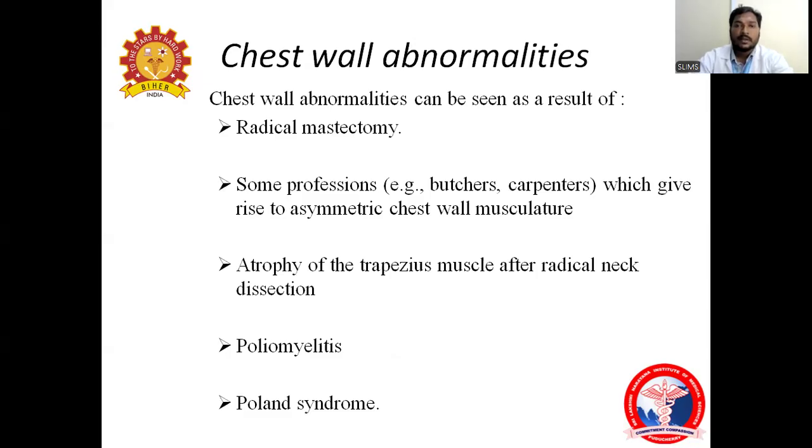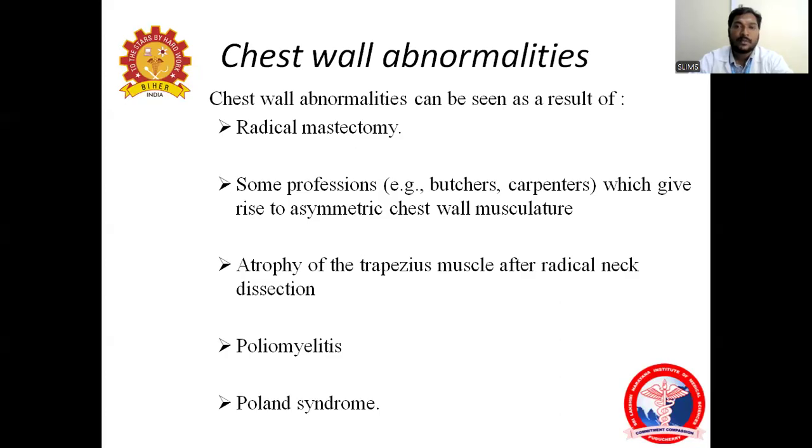Coming to the other causes, that is chest wall abnormalities. The chest wall abnormality may be iatrogenic, following radical mastectomy in a patient having ipsilateral breast carcinoma. The treatment for that would be radical mastectomy. So the X-ray penetration distance on the affected side will be less, leading to unilateral hypolucency.